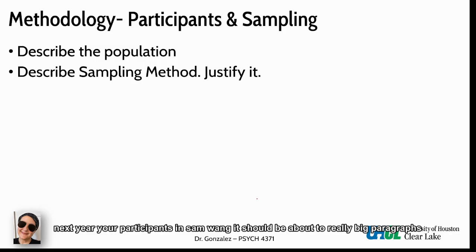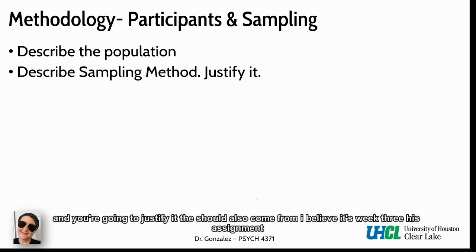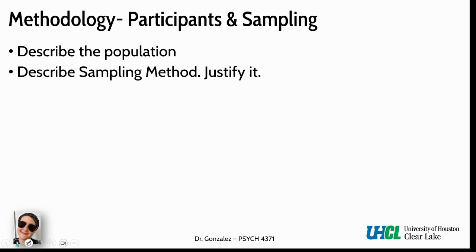Next, you have your participants in sampling. It should be about 2 really big paragraphs. First, you're going to describe your population. Then you're going to describe your sampling method, and you're going to justify it. This should also come from, I believe it's week 3's assignment.